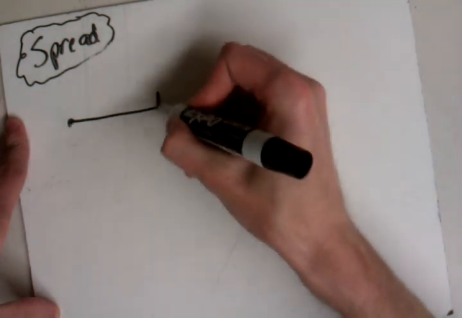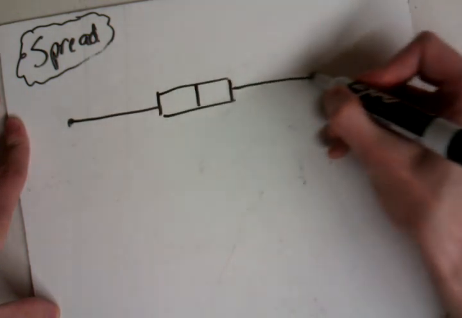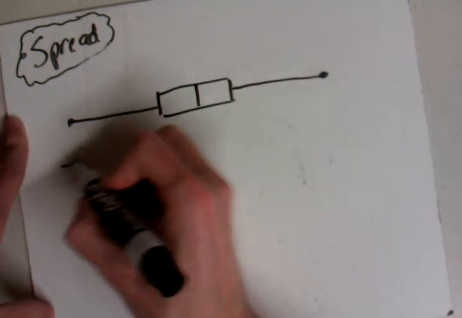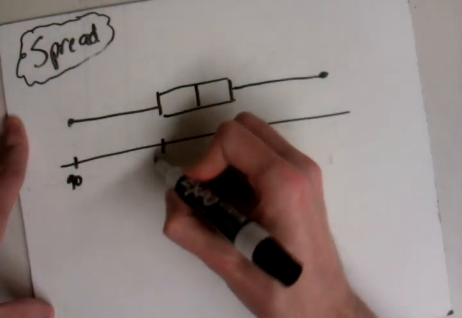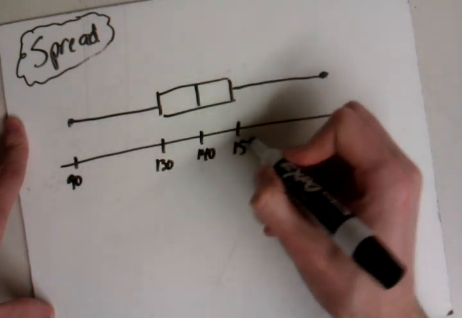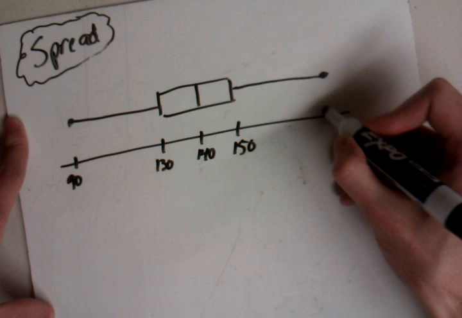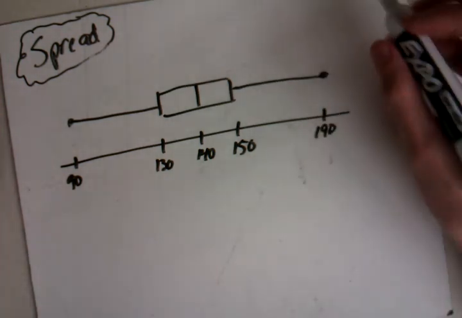I'm going to start off by drawing a box plot here. Say something like this. This is going to be a very symmetric box plot. Let's say that our numbers go from 90, 130, 140, 150 to 190. All right, so this is a very symmetric box plot.